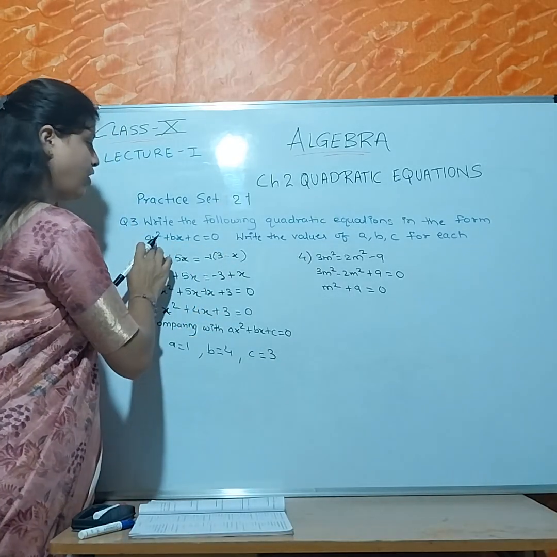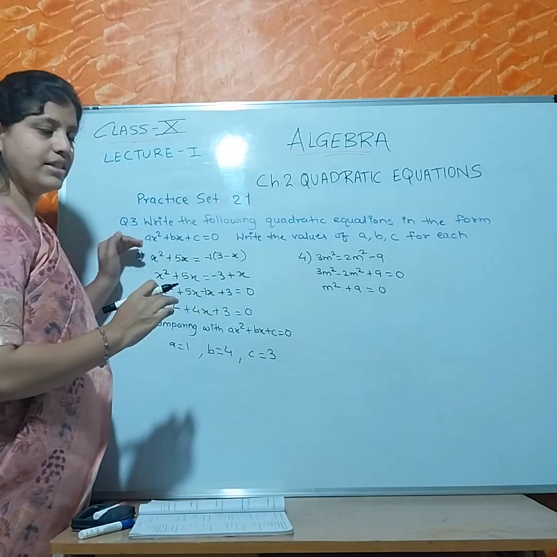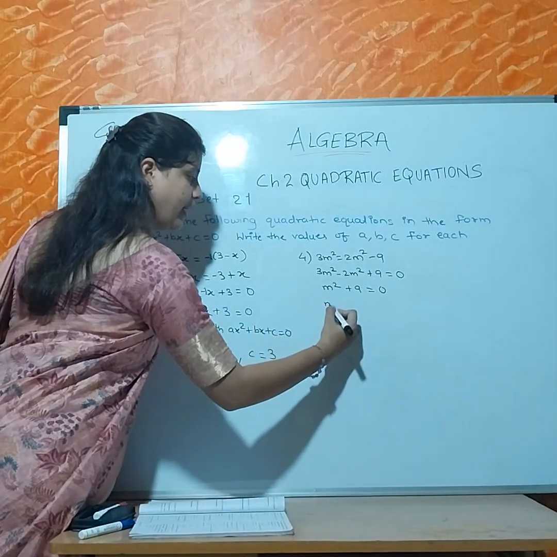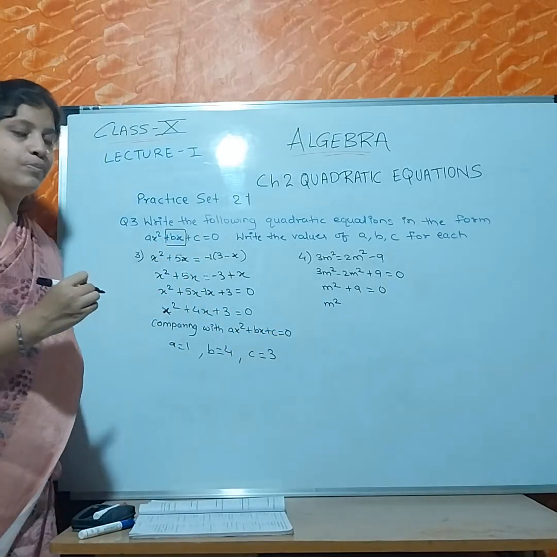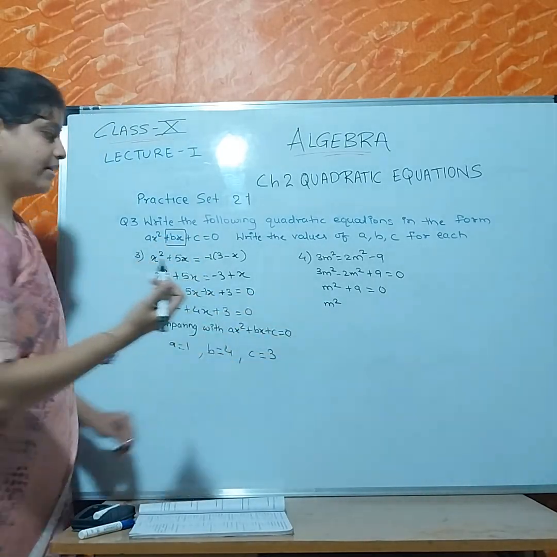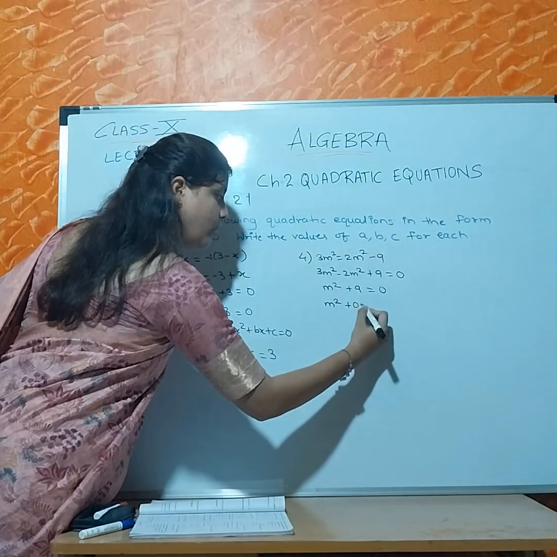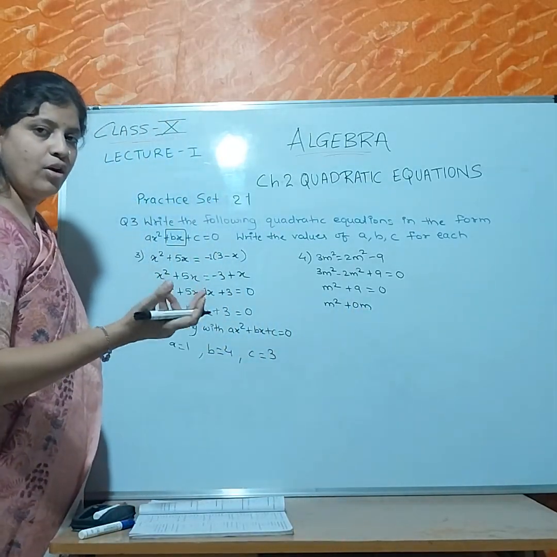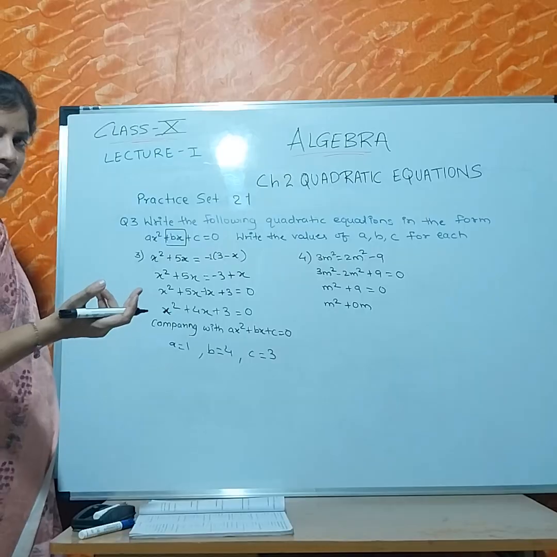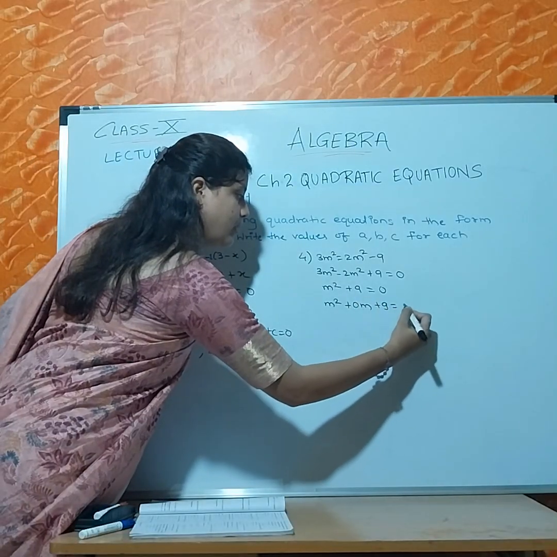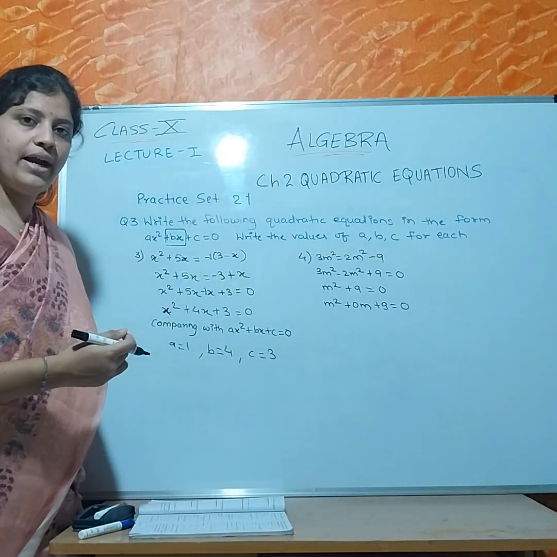Here in place of x there is m. So m square, the middle term is missing in this. So we can write plus 0m. Yes, because b is a real number, it can be 0. Plus 9 is equal to 0. Now this is the required equation.